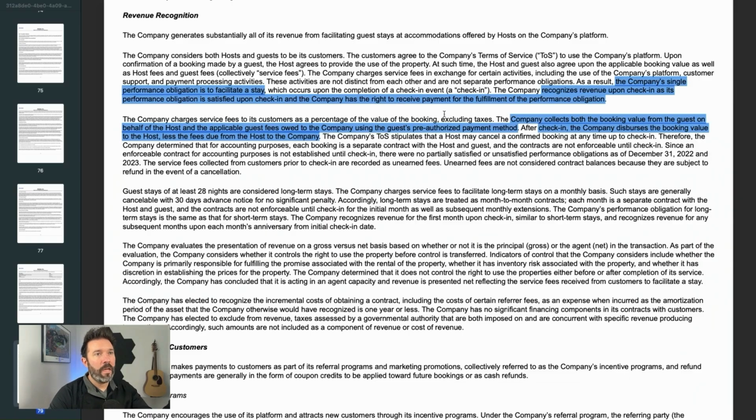Now, from a cash side, the company collects both the booking value from the guest on behalf of the host and the applicable guest fees owed to the company using the guest's pre-authorized payment method. So here again, when somebody books something on Airbnb, they pay for it immediately, and that money goes to Airbnb. But Airbnb doesn't recognize revenue and doesn't pay the host until check-in actually happens. After check-in, the company distributes the booking value to the host less the fees due from the host to the company. So this is kind of a cash arbitrage for Airbnb. They get to collect money that isn't owed to somebody else for potentially weeks or months in the future.